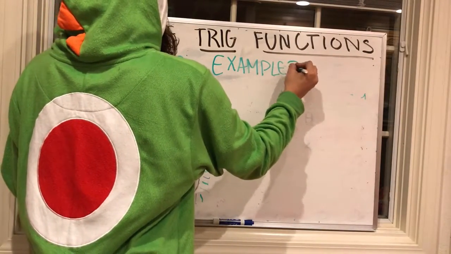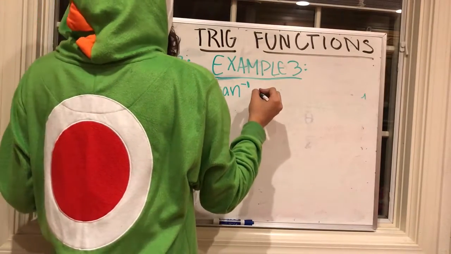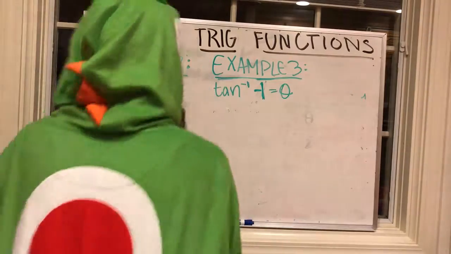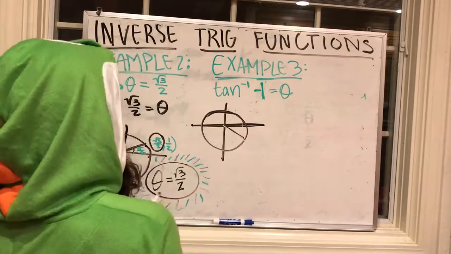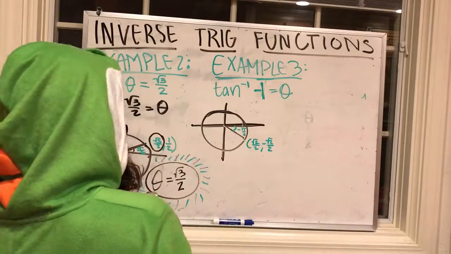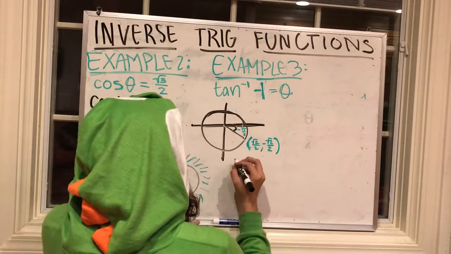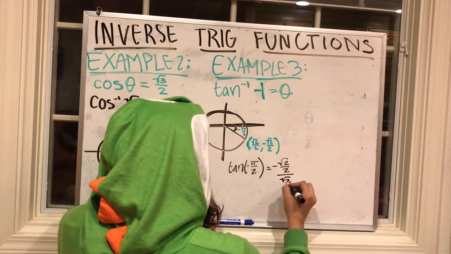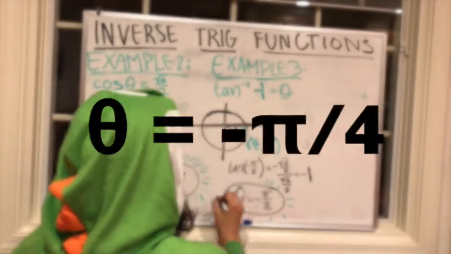Let's say we're looking for arctangent of -1. So if we draw out our unit circle, we have to find where sine over cosine, or y over x, equals -1. As we can see at negative pi over 4, the values of x and y are root 2 over 2 and negative root 2 over 2. If we solve that out by using sine over cosine, it equals -1. And from that we can deduce that theta equals negative pi over 4.